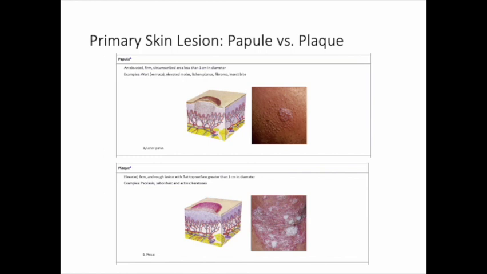It's firm, but it's rough and it has a flat top surface. These plaques are going to be greater than a centimeter in diameter. So patients with psoriasis or seborrheic and actinic keratosis would be examples of plaques. So the difference here again is a papule is less than a centimeter and a plaque is greater than a centimeter. Both elevated and both firm.